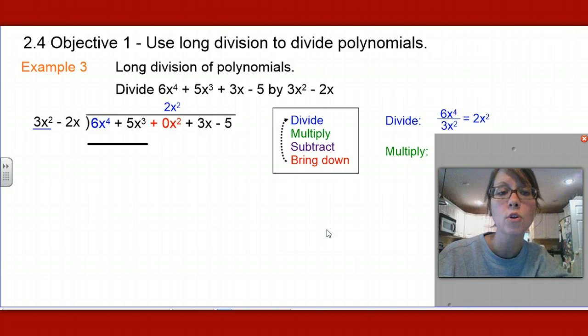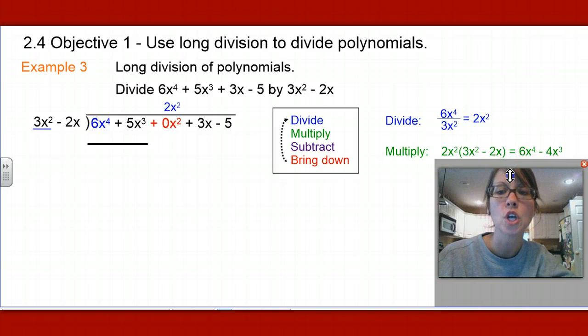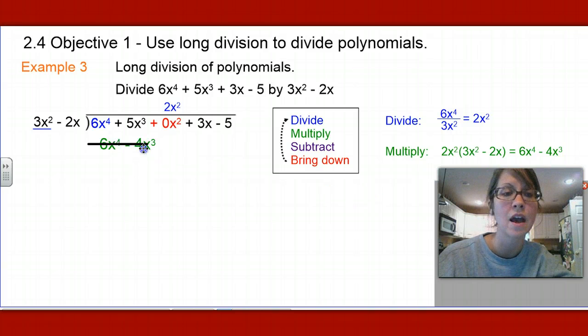Now we're going to go to the multiply step. And remember, this is just like you did in elementary with numbers. We multiply what we just wrote on top, the 2x squared, by the outside. But we actually multiply it by both. And I've shown that over here. We have 2x squared times 3x squared minus 2x, and we get 6x to the 4th minus 4x cubed. Okay, and we write that down, we record it underneath.